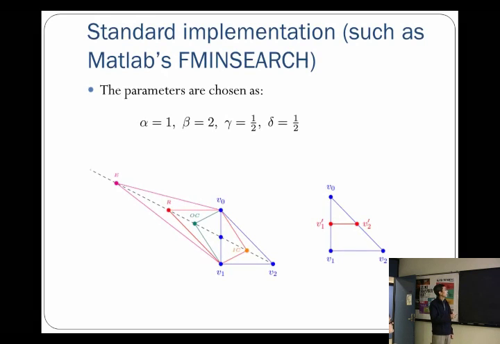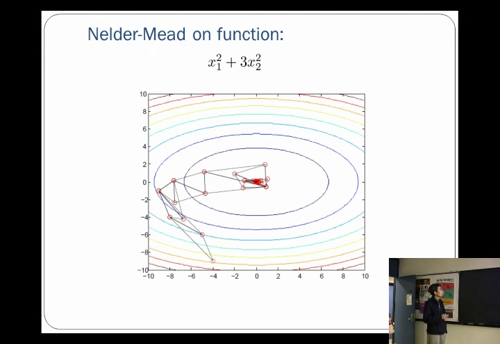Now beta is related to extension. So this long from the center to E over from the center to the worst one. So in standard implementation, this is about double the length of that one. Now gamma is for contraction, so this is about half long side, and this is about half long side. Delta is for shrinkage, so this one cut half, a smaller simplex.